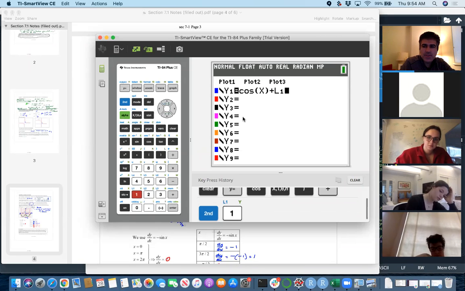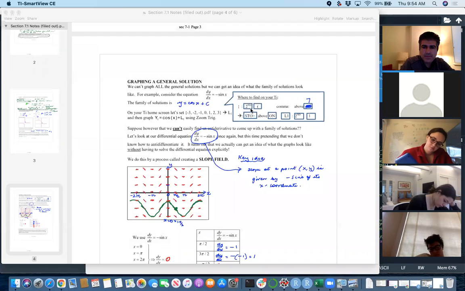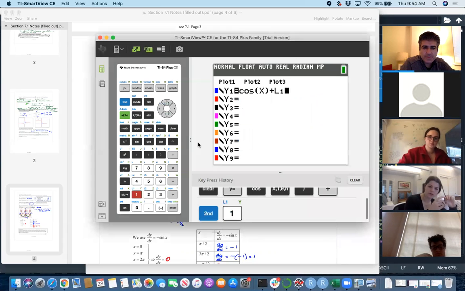Actually, I think the instructions in the notes are off. Yeah, I don't know why that's off. So to access L1, just notice right here: second, and then number 1, that's L1. That might have been for the older calculator, perhaps, I don't know. Anyway, we have nothing for L1 just yet, right? We haven't defined L1 yet.